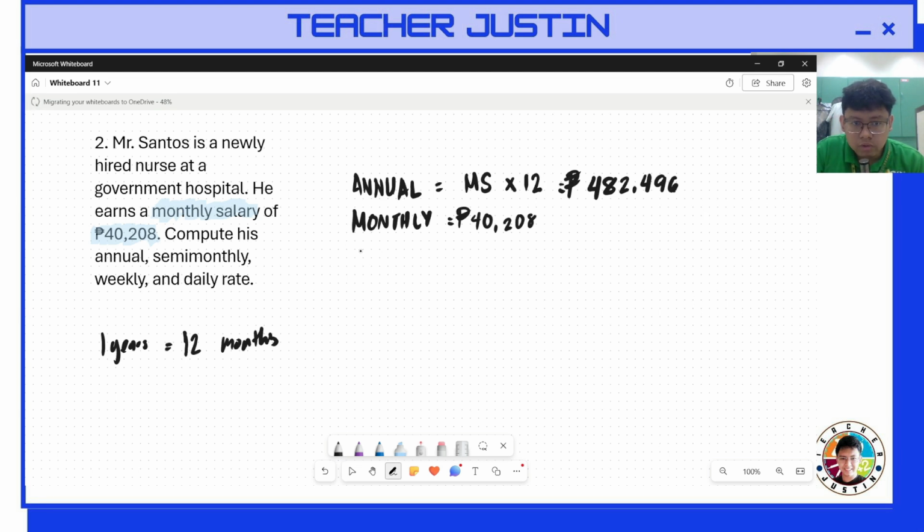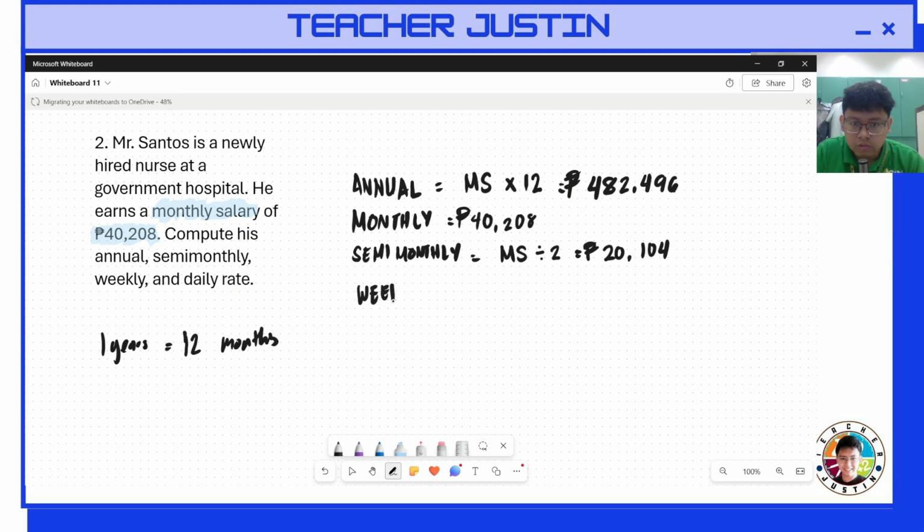Next, let's compute for his semi-monthly. Semi-monthly is equivalent to the monthly salary divided by 2. So we have 40,208 divided by 2. This is 20,104 pesos. So that is his semi-monthly. Now let's compute for his weekly.